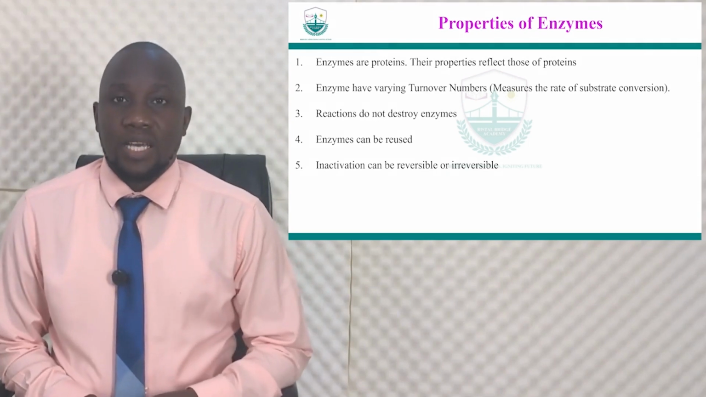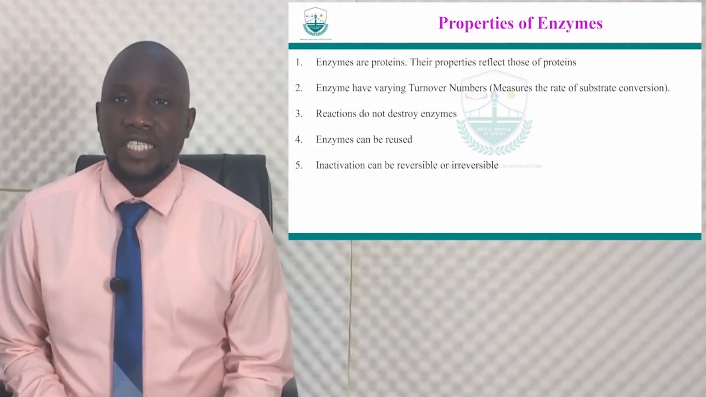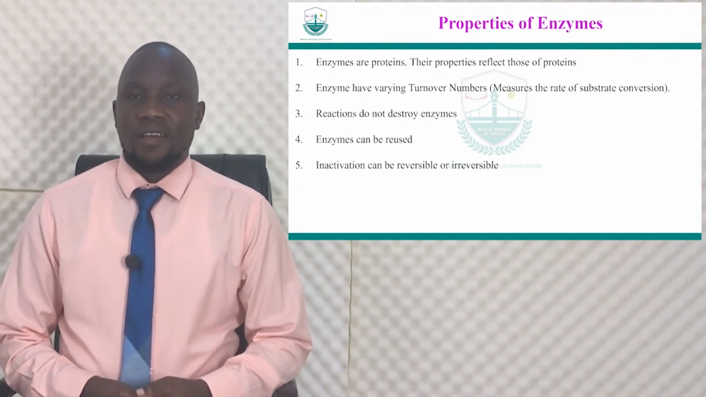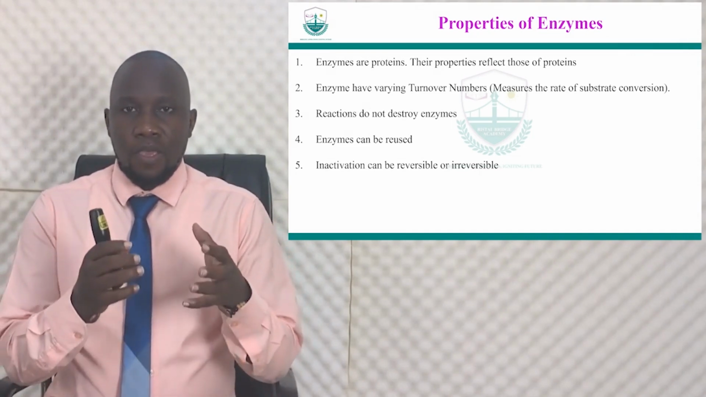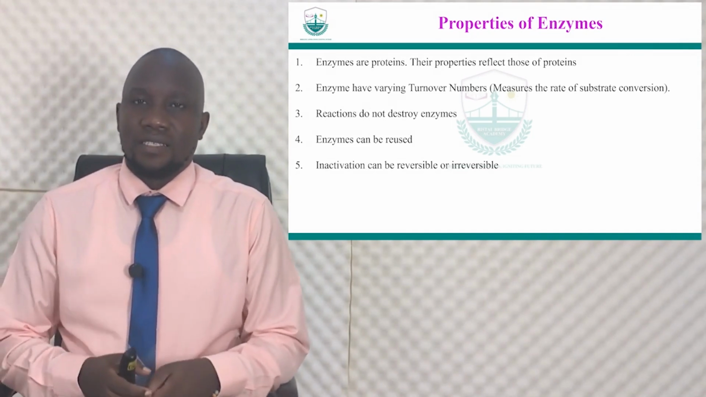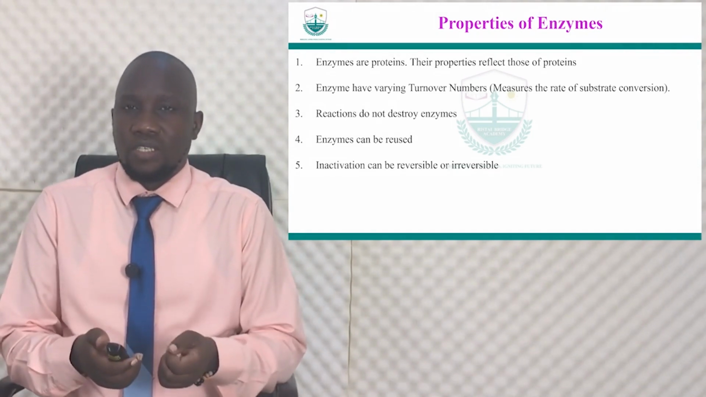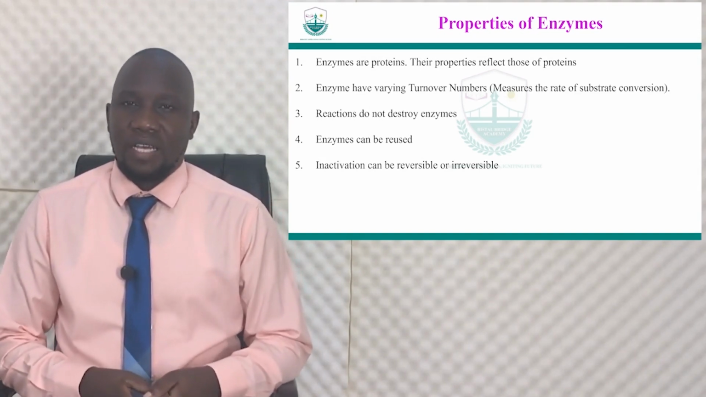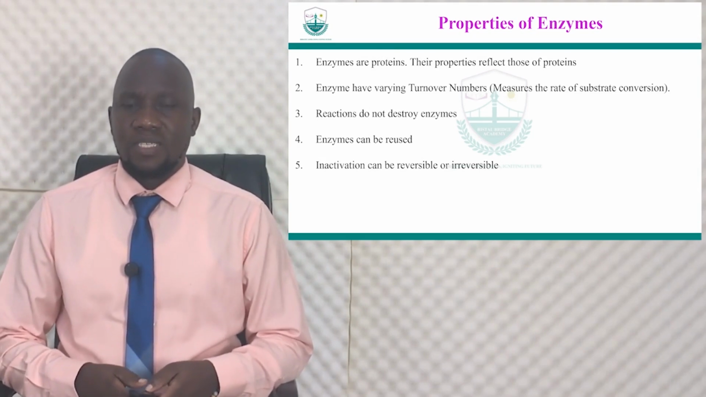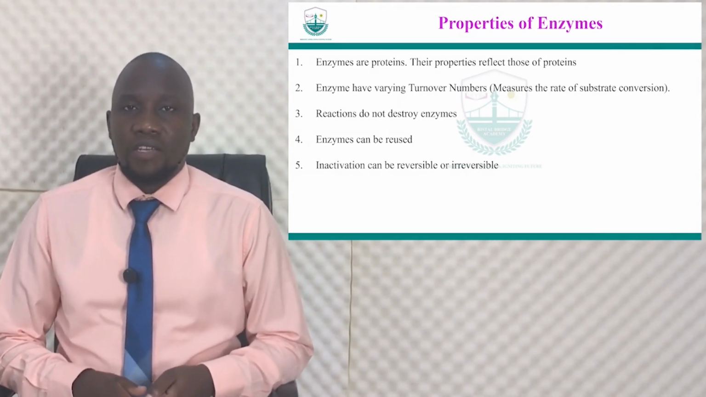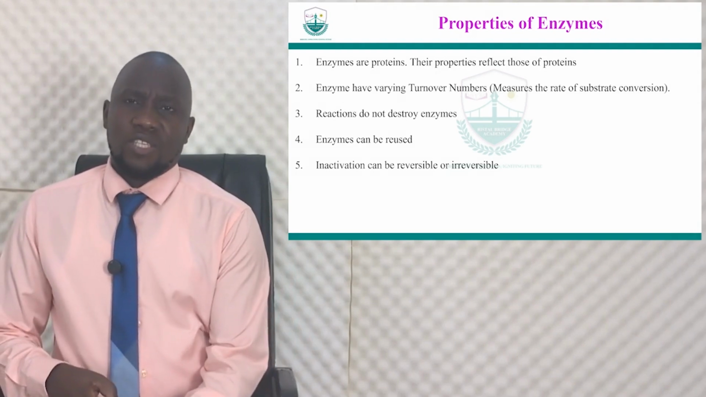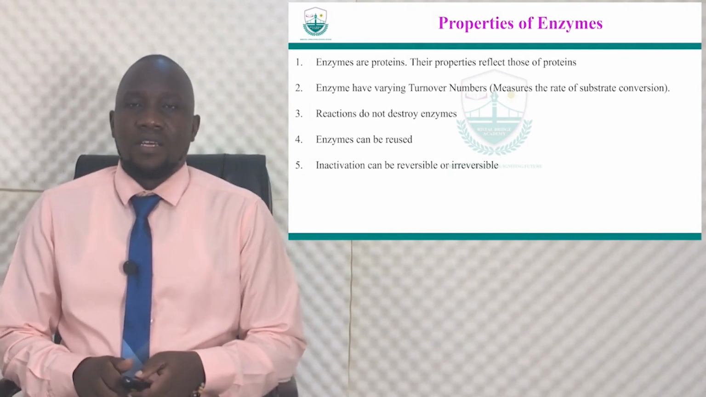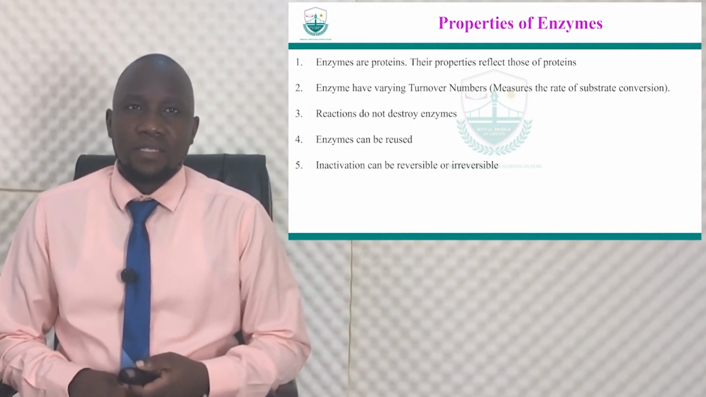Okay, so not all enzymes actually have the same efficiency. If I talk about efficiency, this is what we mean by turnover. So what does this mean? The rate at which you get products out of the enzyme substrate complex, the rate at which the enzyme works, is what we are terming as efficiency. So we have some enzymes that are very, very fast at working, so they have high turnover. And then we have those that are quite slow. So that's what we mean by saying that enzymes have varying turnover numbers. Okay?